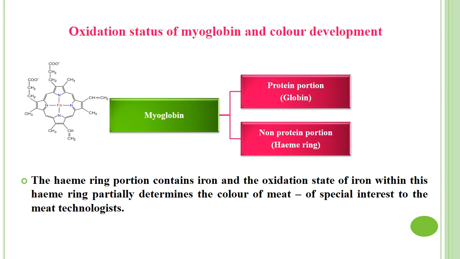This heme ring is a protoporphyrin ring. At the center there is an iron. So the oxidative status of iron is directly responsible for the color of meat. This heme ring portion contains iron, and the oxidation state of iron within this heme ring partially determines the color of meat. And this is very important in meat color and meat science. We are going to see it again.